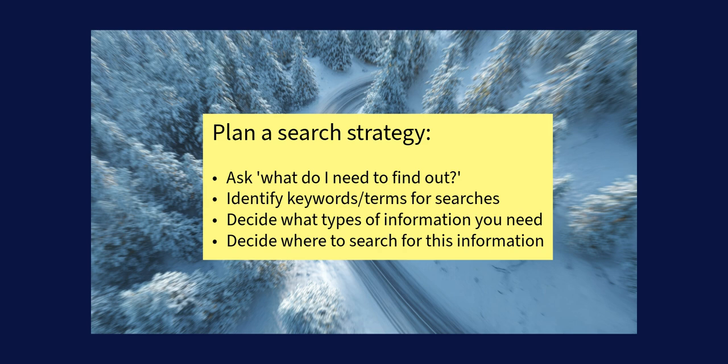Before we search for information, we need to make a plan. First, we'll ask, what do I need to find out? You can identify keywords and terms for your searches. You then need to think about what types of information that you need and also where to find them.